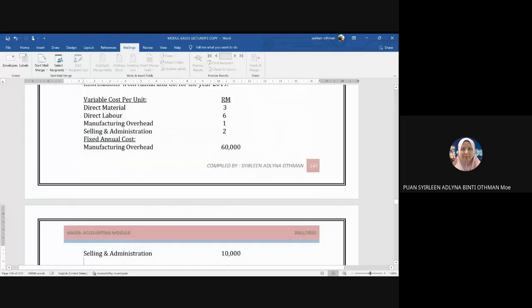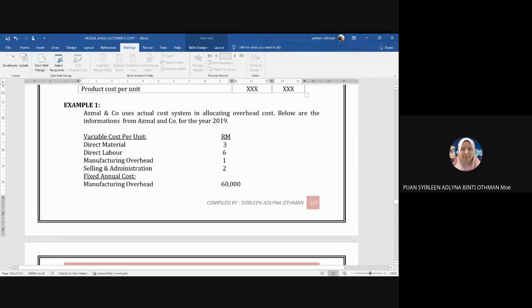Azmal and Co. Ni Azmal ni kawan baik saya ni. Okay, so Azmal and Co uses. Okay, yang ni Madam tunjuk actual dulu. Okay, so bila actual, that means MOH dia adalah actual MOH. Itu je beza. Kalau kita kata normal, that means your MOH ialah applied MOH. Okay, tolong ingat yang benda ni.